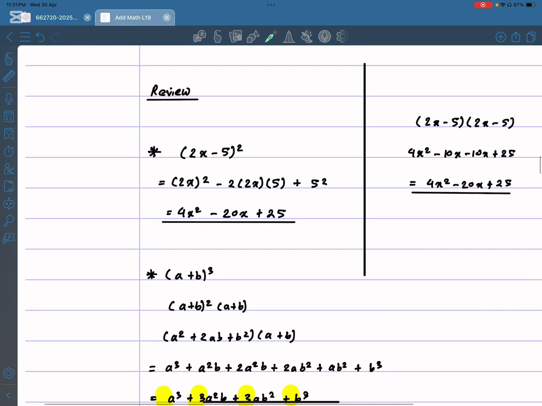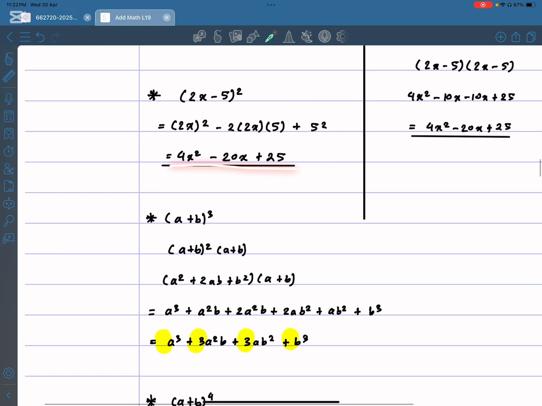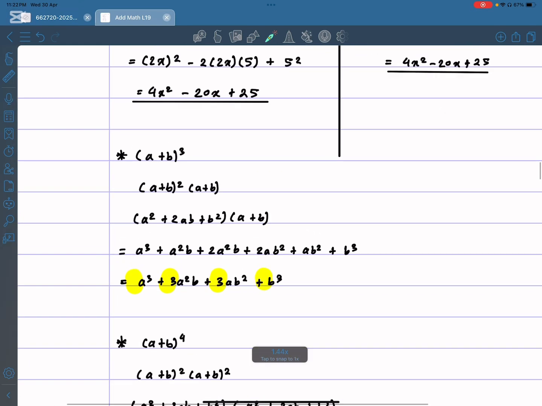Another way to do it is using the identity a squared plus 2ab plus b squared. Here a is 2x, and b is 5, so b squared is 5 squared. We will actually use a squared minus 2ab since we have a minus sign over here. Once we solve this, we get this term. All right, how can we solve anything to the cube then?